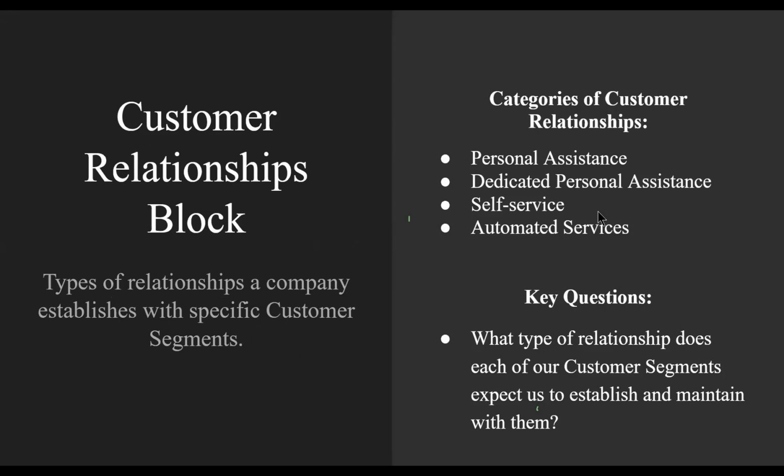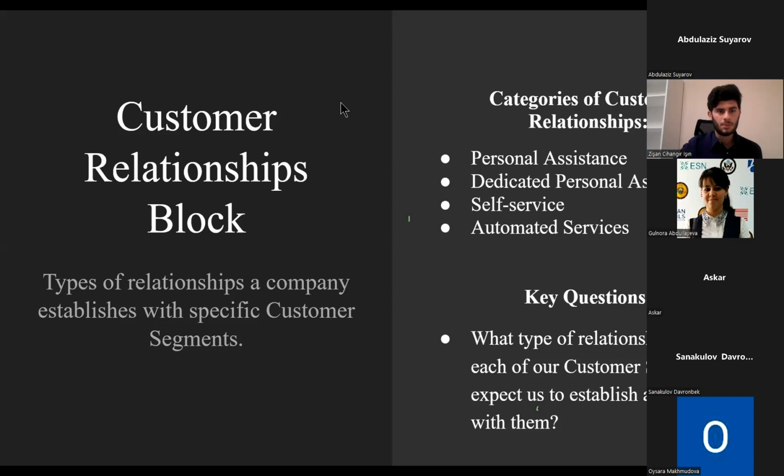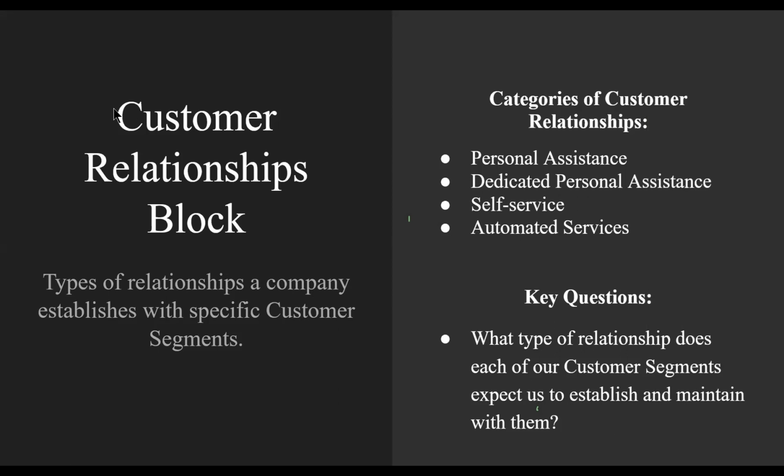The fourth part is customer relationships. This is the block where you describe the types of relationships a company establishes with the customer segments. How do you reach, not to sell, but how do you get in contact with the customers? Categories of customer relationships could be personal assistance, dedicated personal assistance, self-service, automated services. How do you get in contact? How do you keep your relationship with the customers?